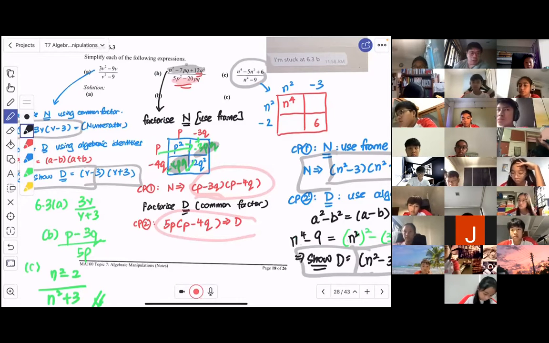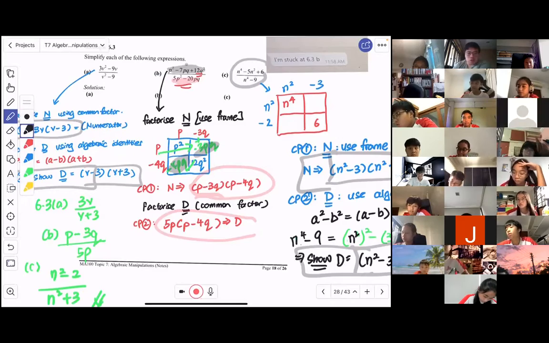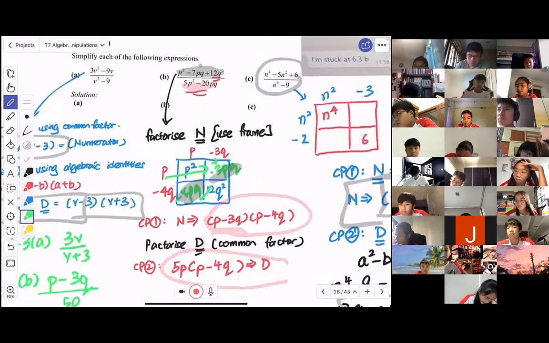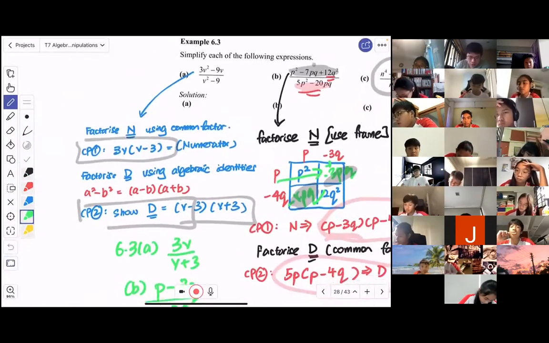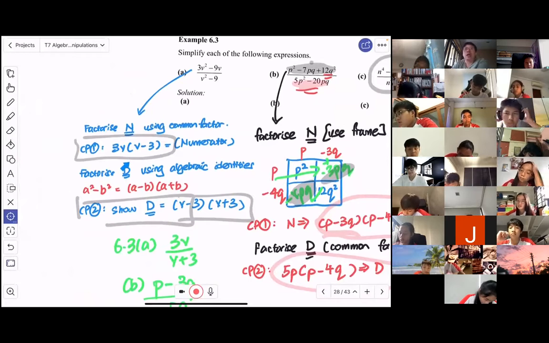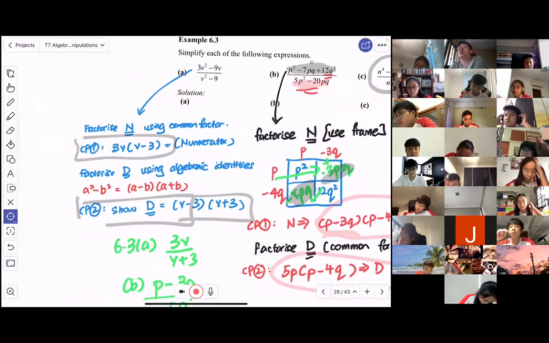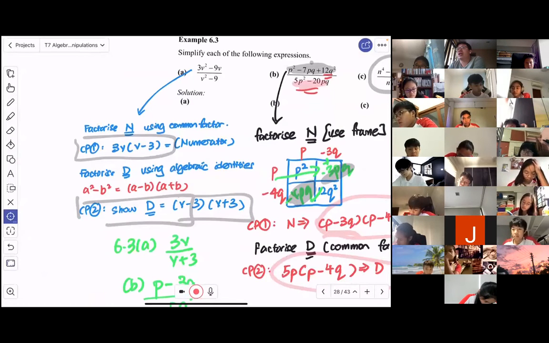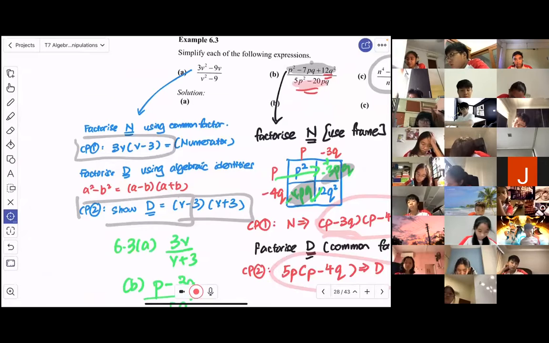Can I go through question 6.3? I'll just make sure everyone's good at 6.3. Student who asked for 6.3, yeah? Can I just check? Okay, I'm looking at you. I'm trying to find your face. Sorry, my screen is not big enough. Okay, 6.3a.